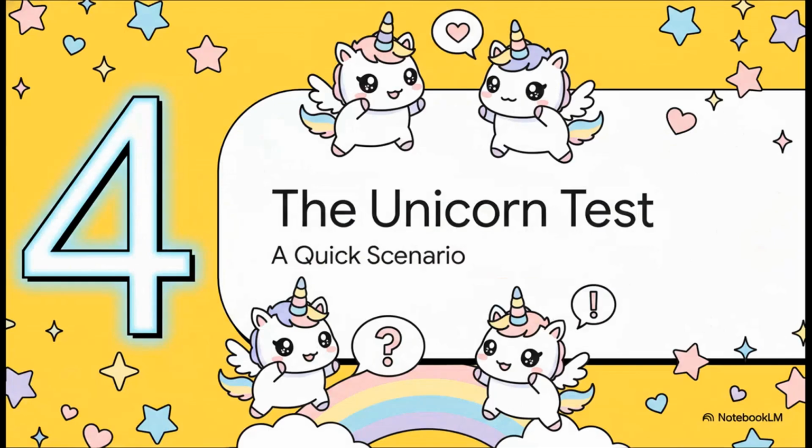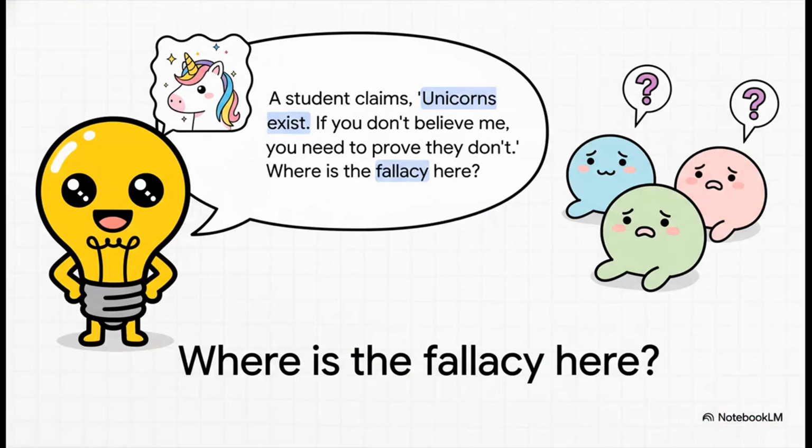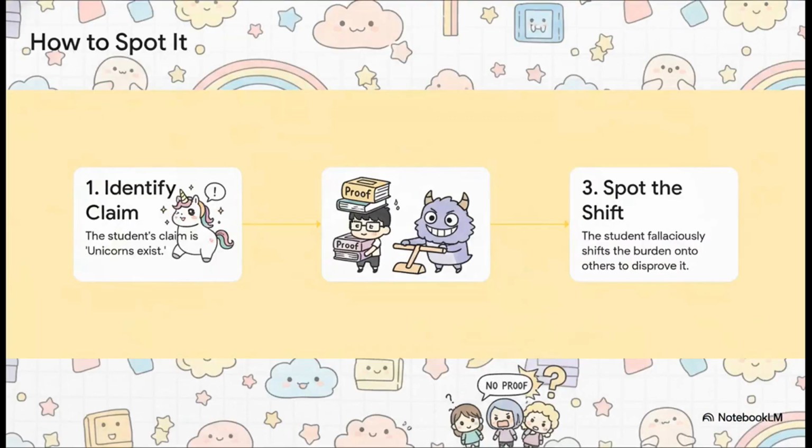Time for a quick scenario that I like to call the unicorn test. So, picture this. A student stands up and makes this exact claim. Can you spot the problem in the reasoning? What logical mistake is being made here? Let's just walk through it.